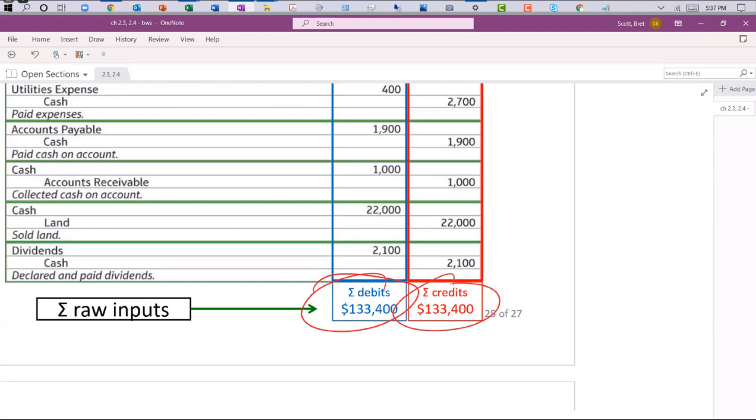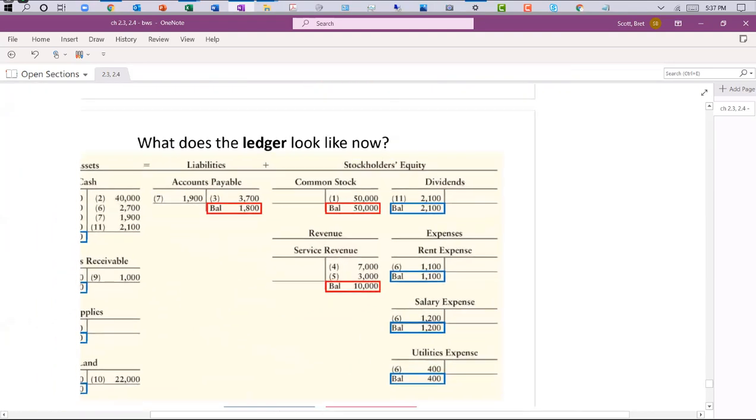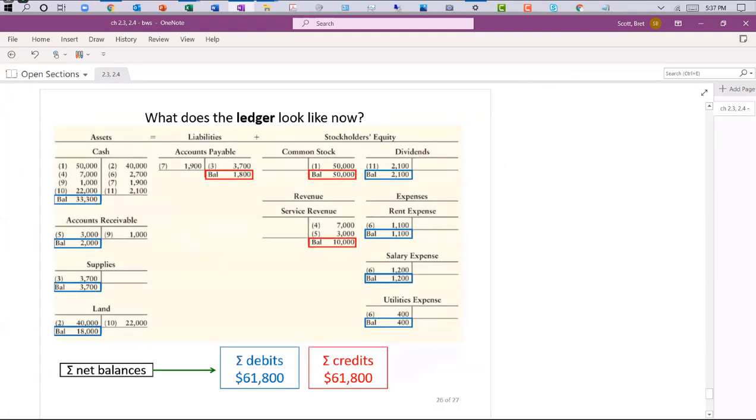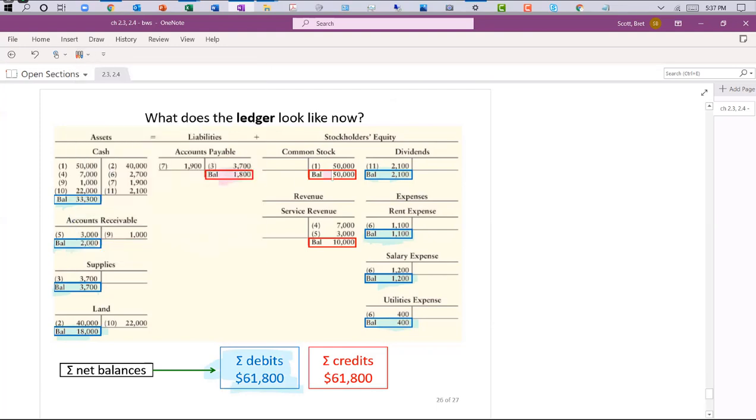Then you can go into the ledger and take a step back and look at all the different accounts and their balances. If you add up all of the debit balances, they sum up to 61,800. If you sum up all of the credit balances, guess what? They all sum up to 61,800. They balance, they work, they equal each other.